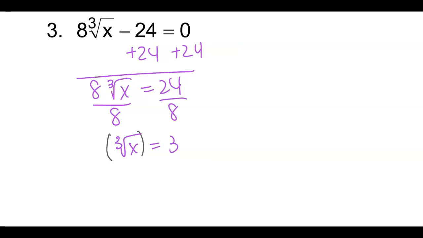The opposite of cube rooting is to cube, right? Chris, be careful. Please don't tell me 9. What's the cube of 3? So 3 times 3 times 3. 27. This should be your answer.